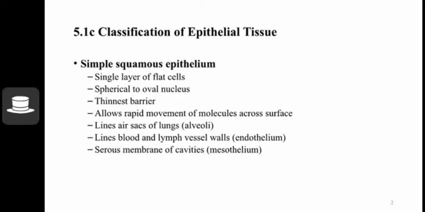So we use this in areas like the air sacs in the lungs or in our very smallest blood vessels, what we call the endothelium. And then we also use it to line membranes, or use it in the membranes that line our body cavities, called the mesothelium.